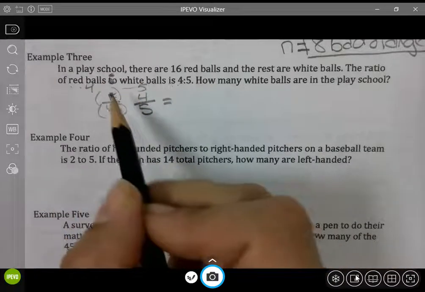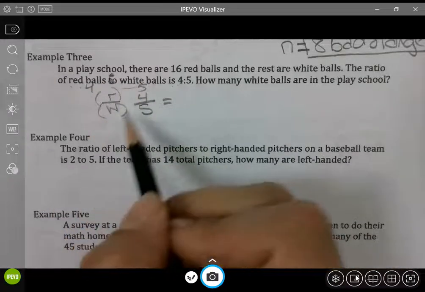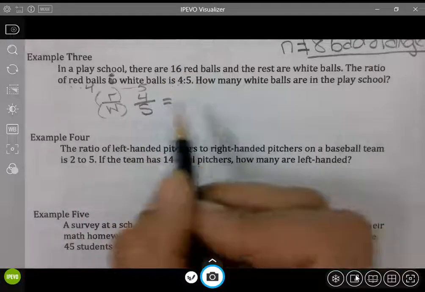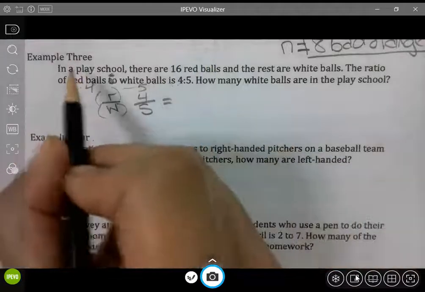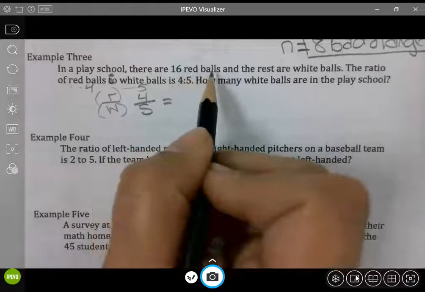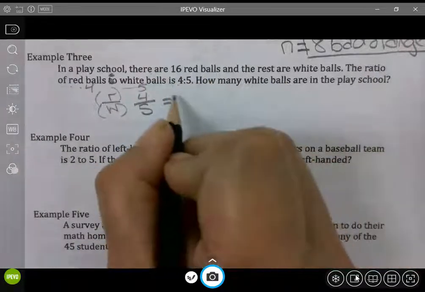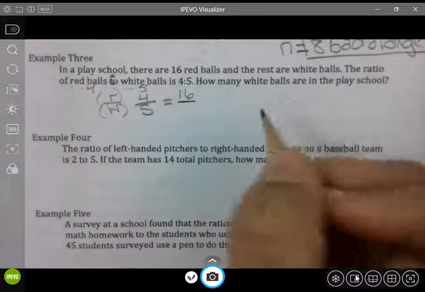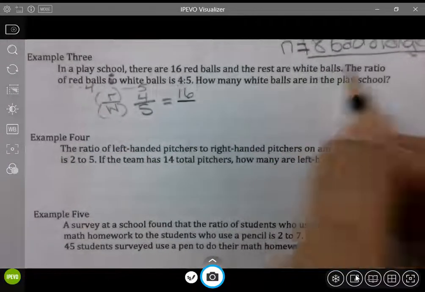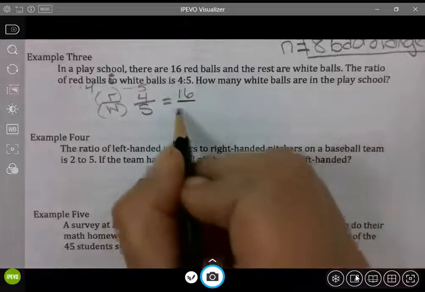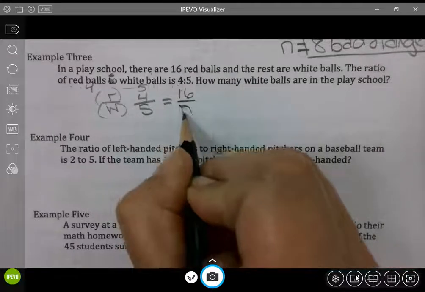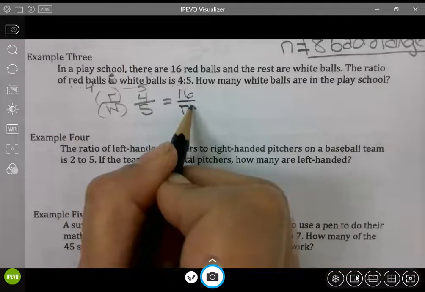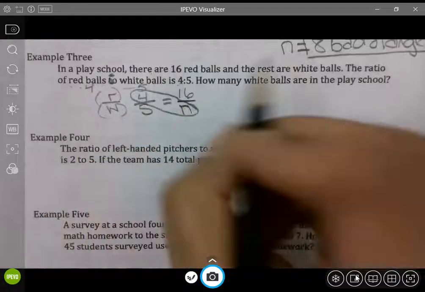Again, make sure you always label it. It's so much easier to not mess it up, to keep yourself straight, to have success. So it tells me there are 16 red balls. So where's my red balls? Oh, it's in the numerator, it's on top. And the rest are white. Well, I don't know. So it's a number I don't know. I'm going to use n for a variable because that's what I like. Okay, multiply it.